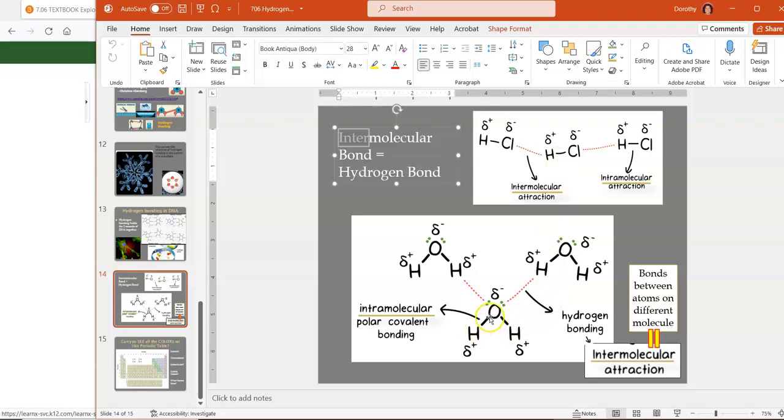In water, the covalent bond between an oxygen and one of its two hydrogens is an intramolecular bond. It's a very strong bond. But the attraction between the negative oxygen on one water molecule and the positive hydrogen on another water molecule, that attraction is a weak hydrogen bond. Weak, strong, right? Weak hydrogen bond. And it is intermolecular, molecule to molecule.